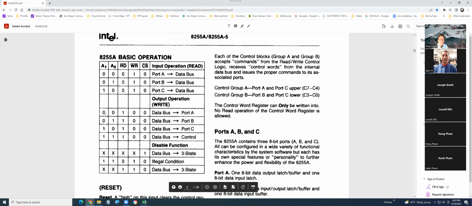Okay, now, when you set A0, A1 to 1, 1 and read to 1, that means they're telling you the data bus goes to control. Try to understand. Who knows what that means? Data bus goes to control. That means it does not go out to A, B, C. It goes to control.